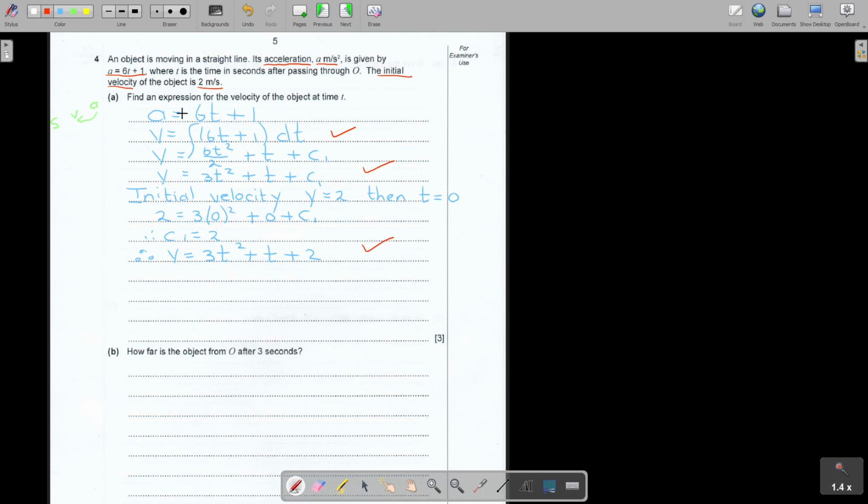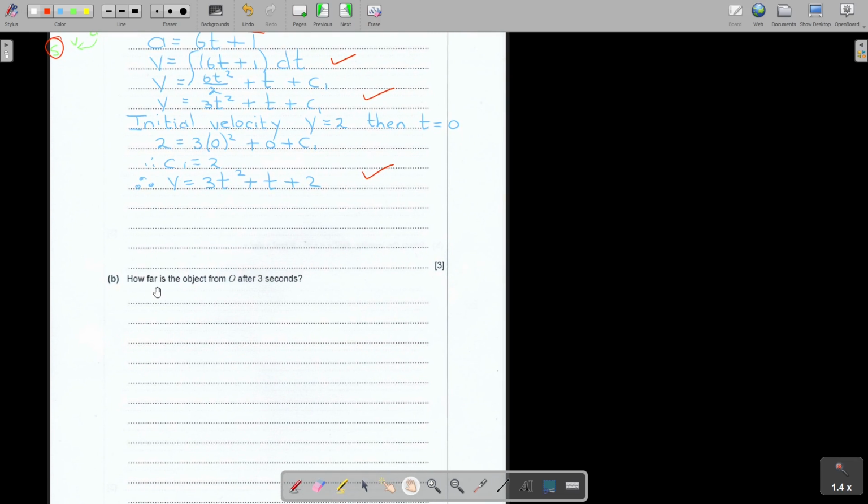Okay, because find the expression for the velocity. Now how far? So how far is going to s? So I must integrate again. So I'm just going up, up, up. How far is the object from O after 3 seconds? So I'm starting again to get my distance. I'm going to integrate again my velocity. And I'm integrating to t.